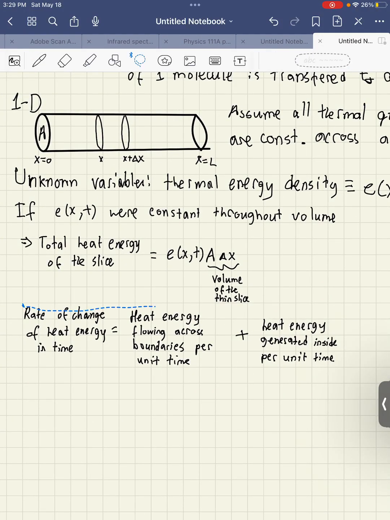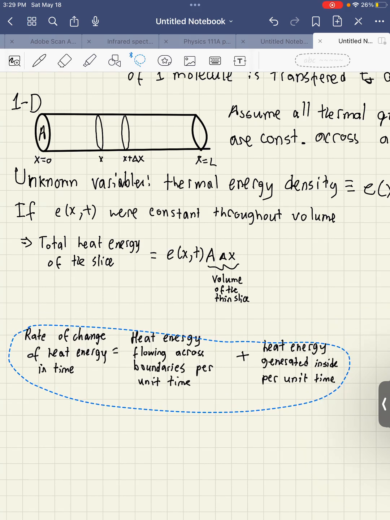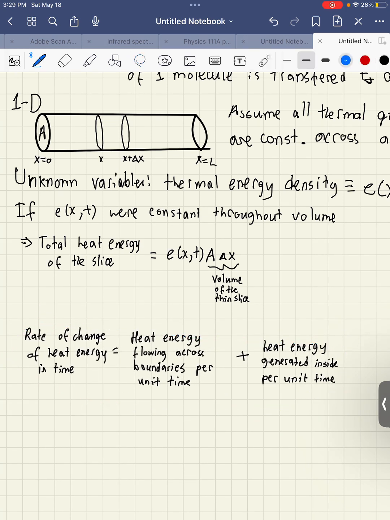So I can rewrite this as the conservation of heat energy.